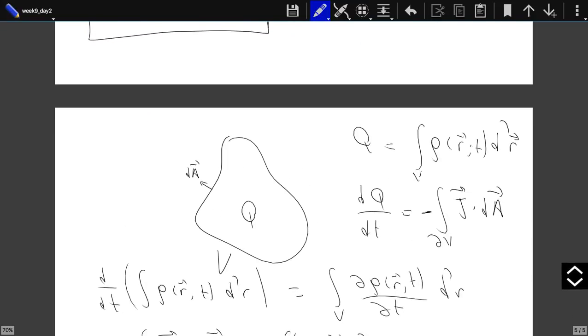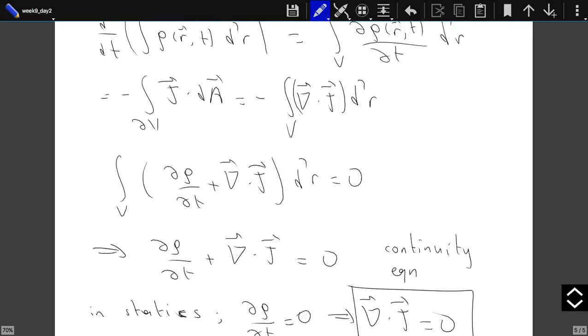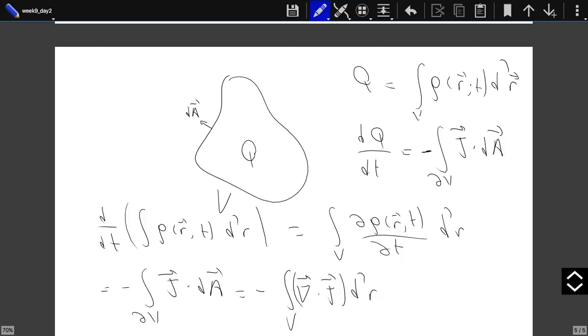Now let's go back. Any questions on this derivation? If the charge in this volume is decreasing, it means there is a positive current running through my area.